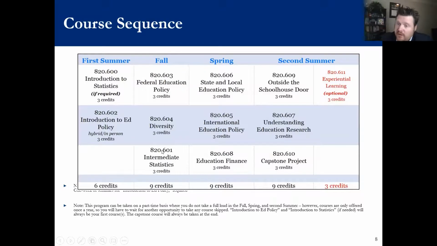I will say that this is the full-time course sequence. You can take this in a part-time sequence where you can take 1 or 2 classes, and we can talk about what that looks like offline individually if you think you can only go part-time. But I will note that these classes are offered once a year. So, if you want to take federal education policy in the fall, diversity won't be offered until the following fall. So there is some intentional sequencing that we have with these courses. And so if you want to go part-time, we have 2 different part-time tracks based on your interest. Next slide, please.